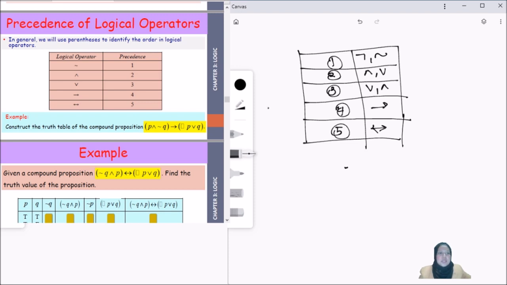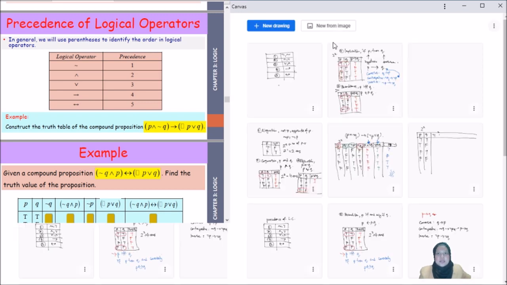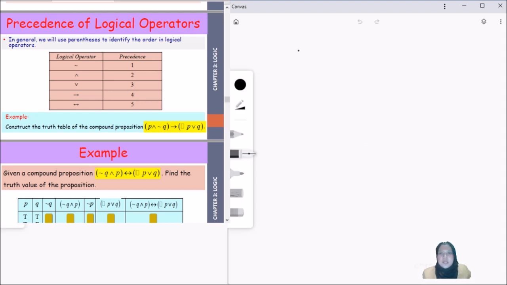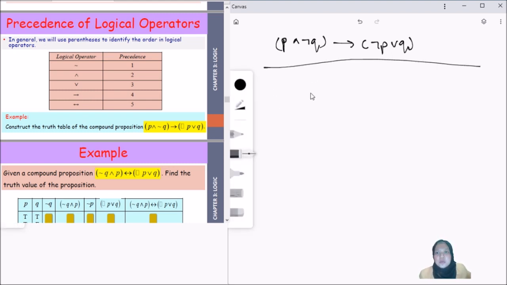Okay, so let's do an exercise here. Okay, make a new drawing. Let's draw a table. You have to construct a truth table of the compound proposition P and not Q implies not P or Q. Okay, so I show you an example. So we draw a table. Excuse my writing. You have to use your rulers.